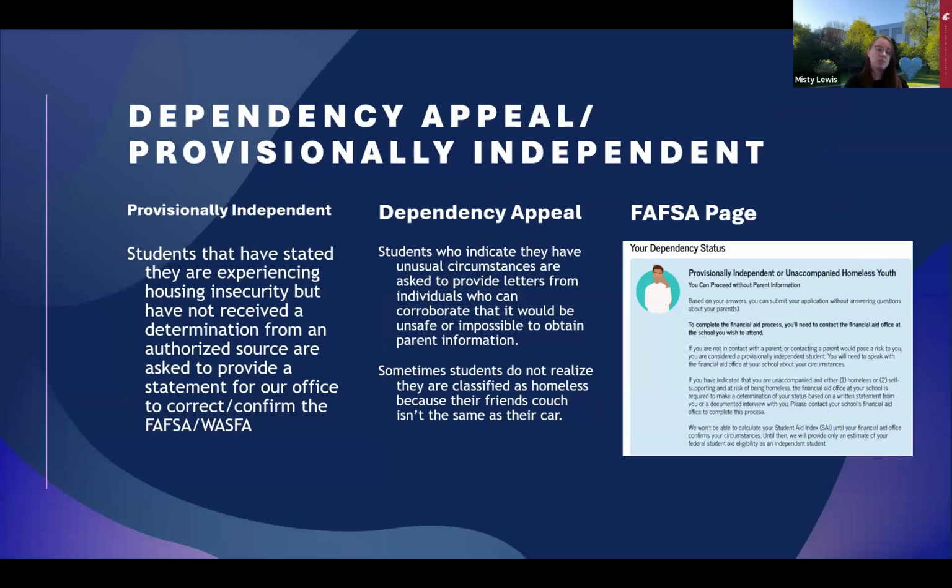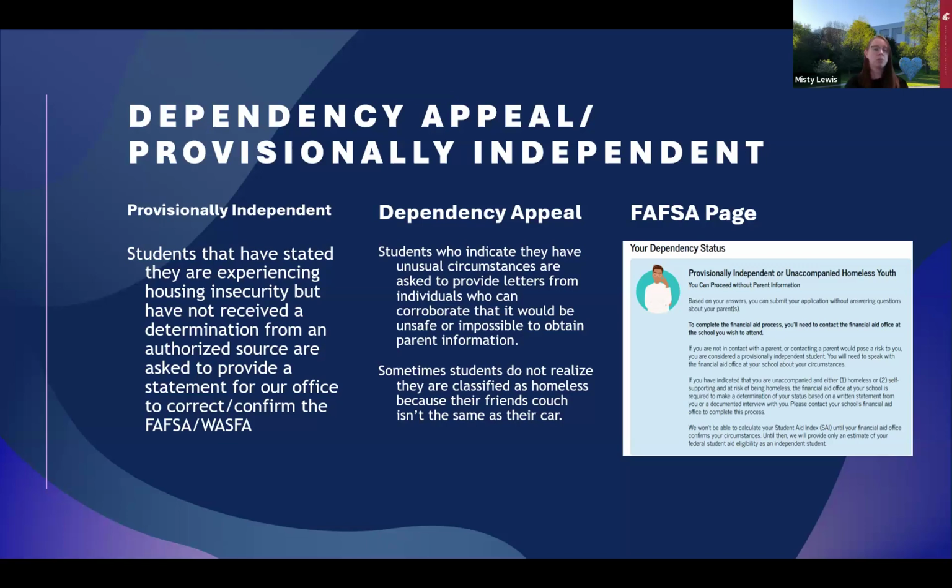The dependency appeal and provisionally independent status. This is what happens when FAFSAs come through in kind of an incomplete status. They don't have a determination from a different entity, or maybe they checked unusual circumstances on the FAFSA. So students that are stating they have housing insecurity, but have not received a determination from another source will come through our office and we will make that determination.